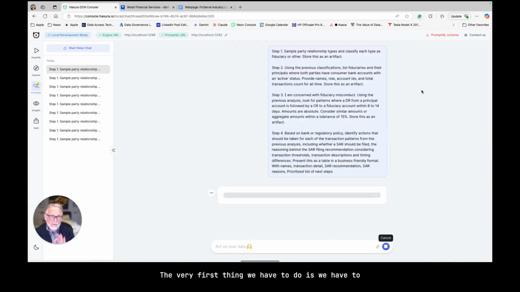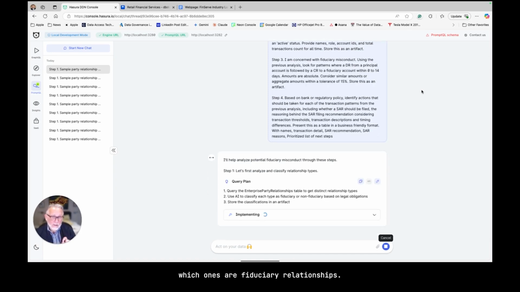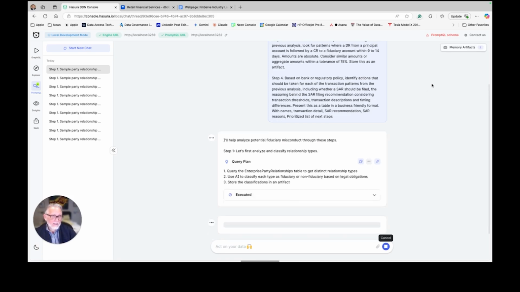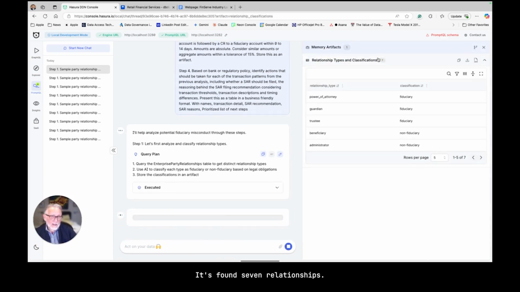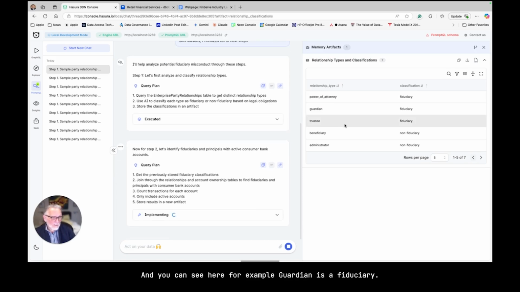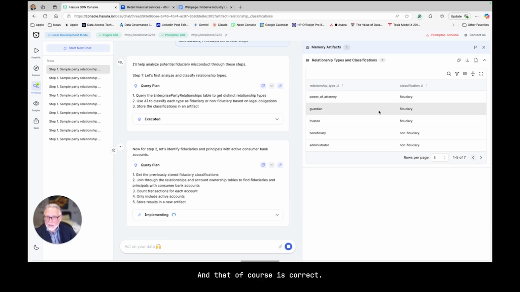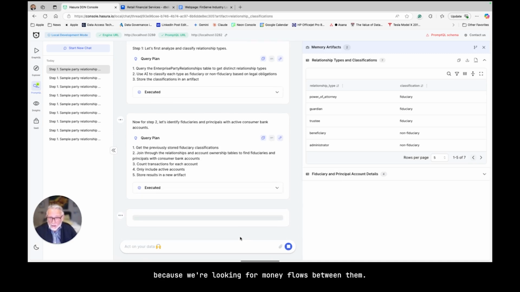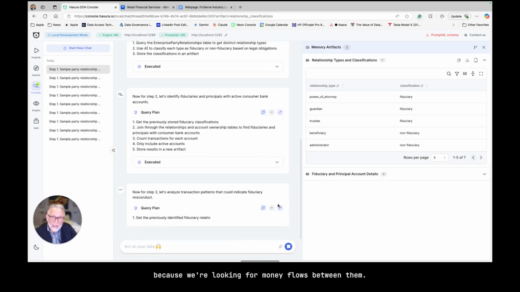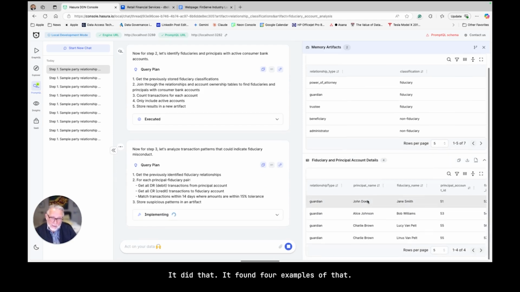The very first thing we have to do is we have to look at the kinds of relationships that are within this system and figure out which ones are fiduciary relationships. So that's the first step. So now that it's executing on that, it's finished it. It found 7 relationships. And you can see here, for example, Guardian is a fiduciary, and that, of course, is correct. The next thing we have to do is we have to look for fiduciaries and principals who both bank at this institution because we're looking for money flows between them. It did that. It found 4 examples of that.